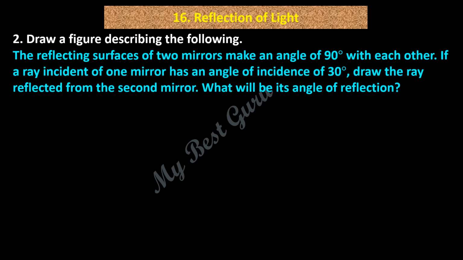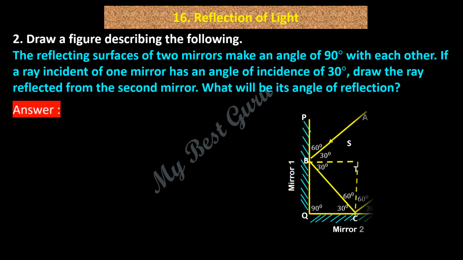Question number 2. Draw a figure describing the following. The reflecting surfaces of two mirrors make an angle of 90 degrees with each other. If a ray incident on one mirror has an angle of incidence of 30 degrees, draw the ray reflected from the second mirror. What will be its angle of reflection? Answer. Diagram.